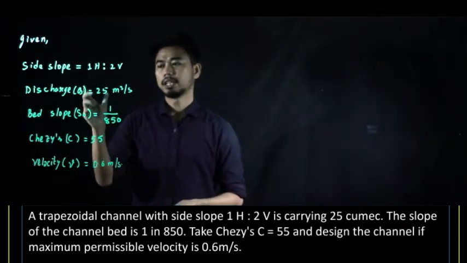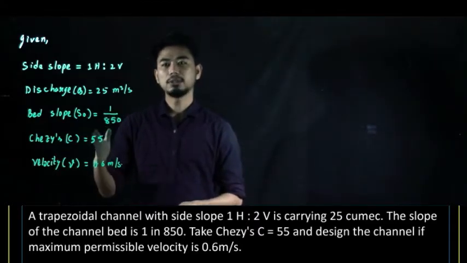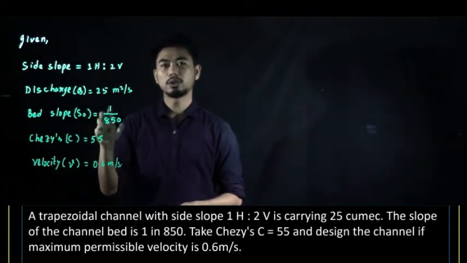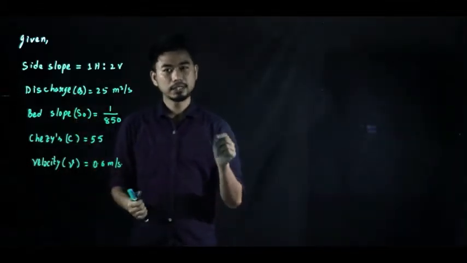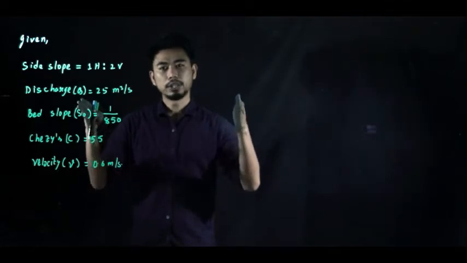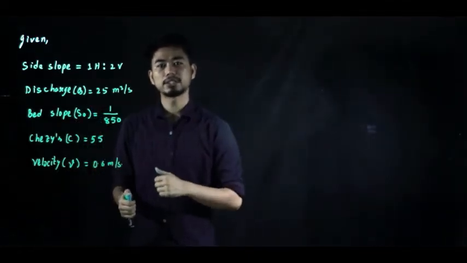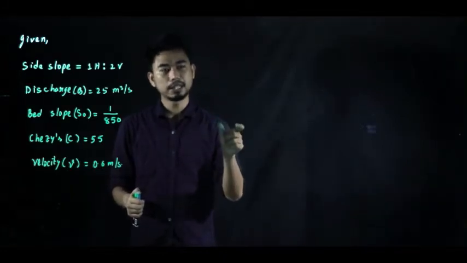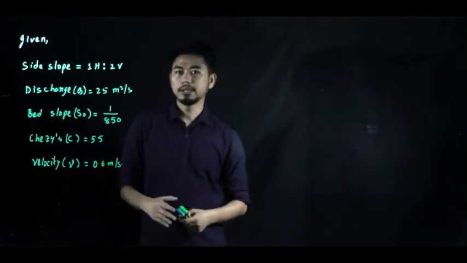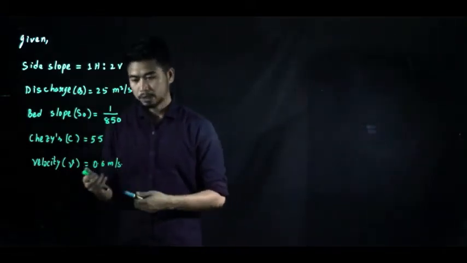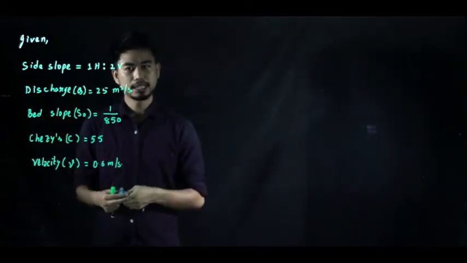If a V channel or a triangular channel is given, then you will need to find out the depth of the channel. If the question is based on a rectangular channel, then we will need to find out the base width and the depth of the channel. If it is based on a circular channel, then you will have to find out the diameter or the radius of the circle. Anyway, so here are the given parameters. For any question based on any channel, the steps will still remain the same.